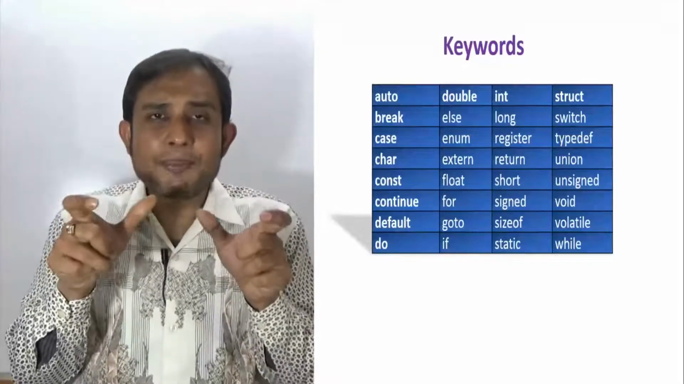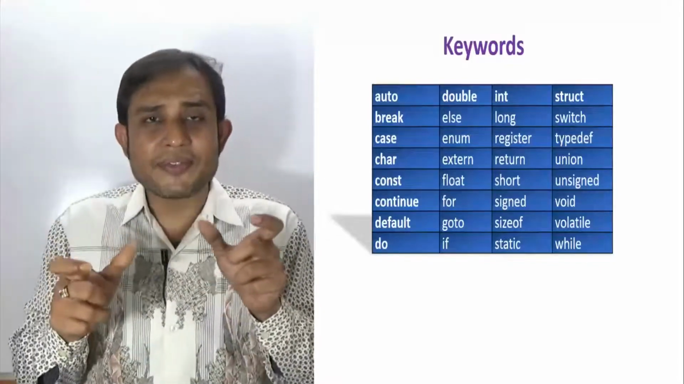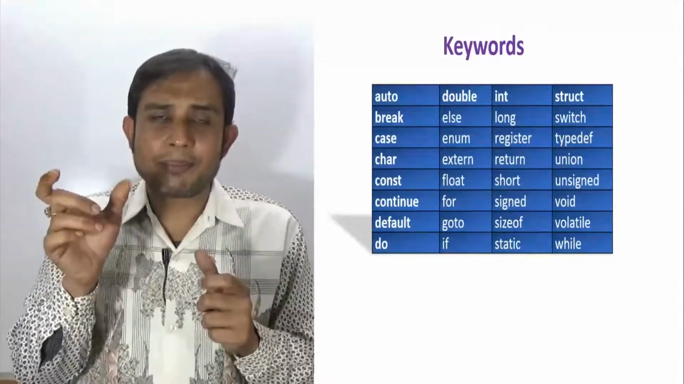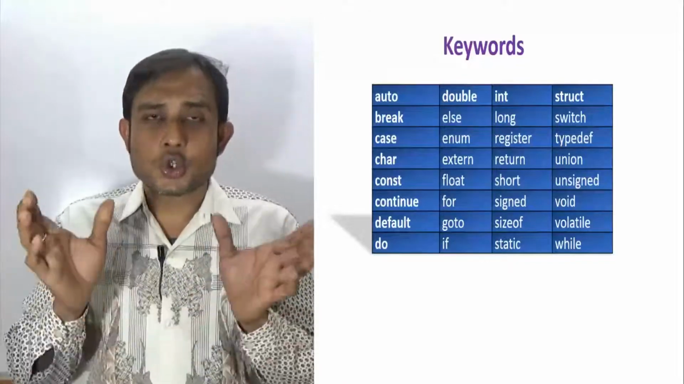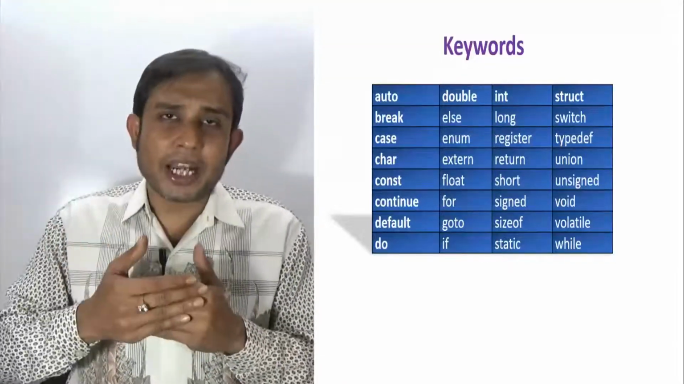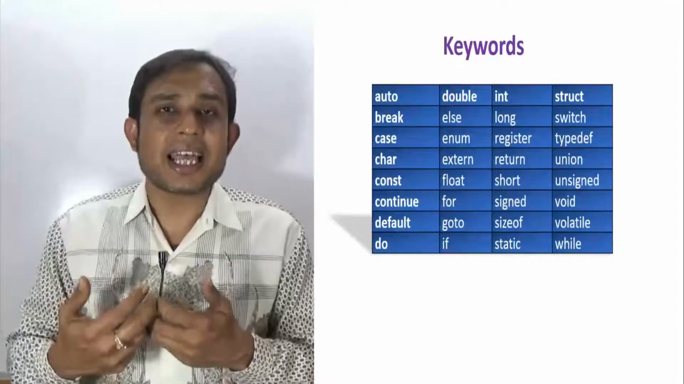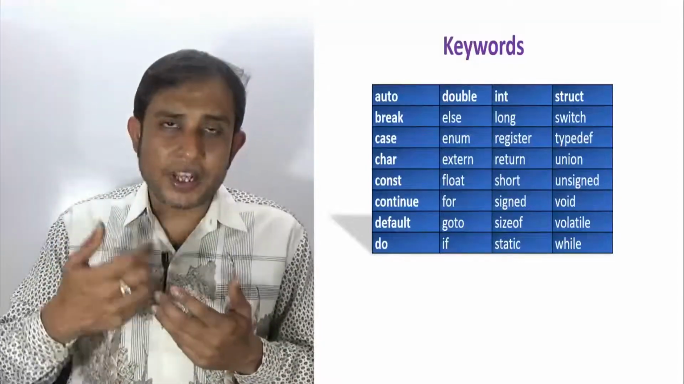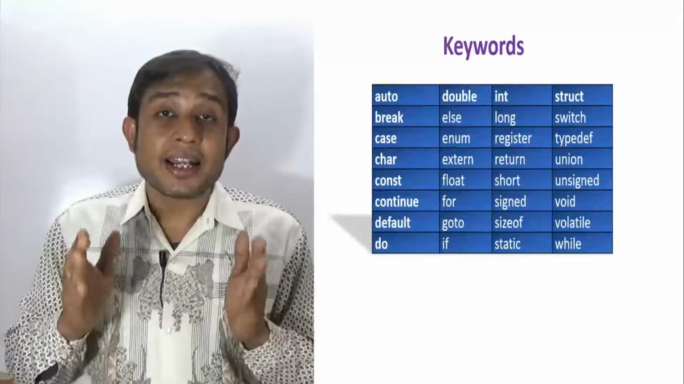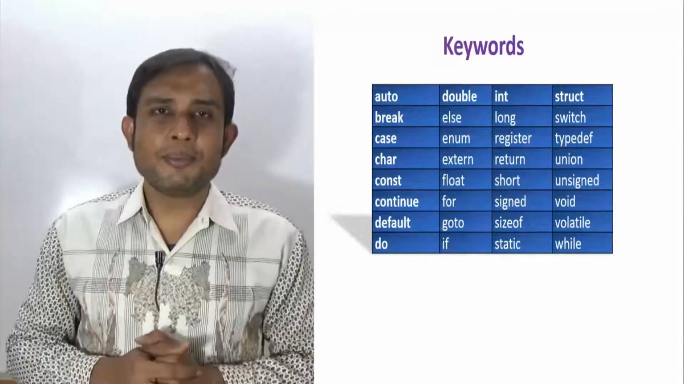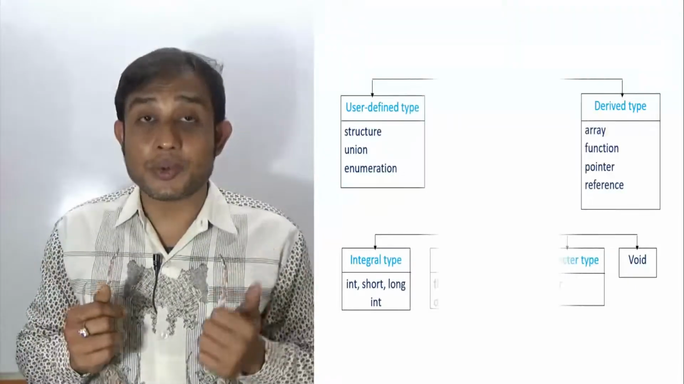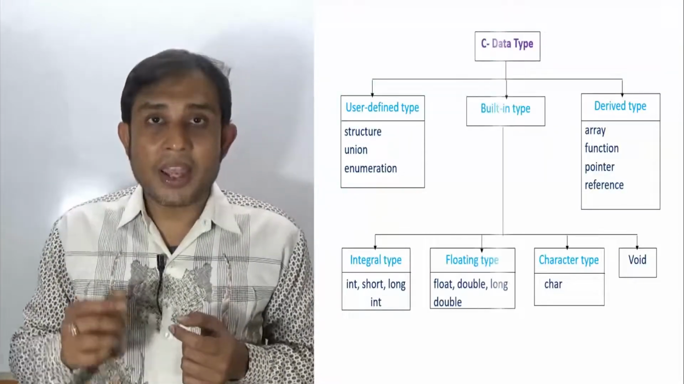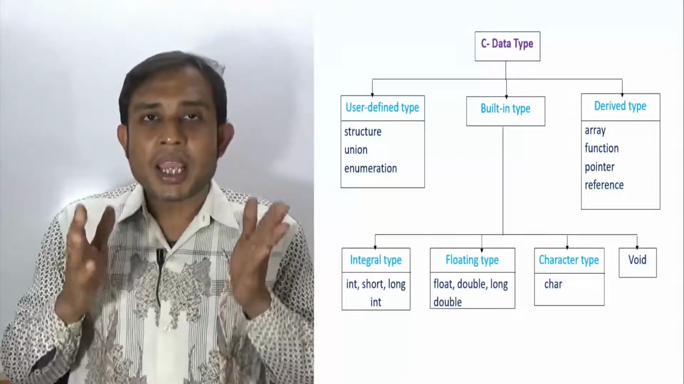So the type of data varies. 10 is a number and Parsala is a character. The type of data which is basically being assigned to a variable or constant is known as data type. In C programming languages, the data types are categorized in three types, and they are user-defined data type, built-in data type, and derived data type.